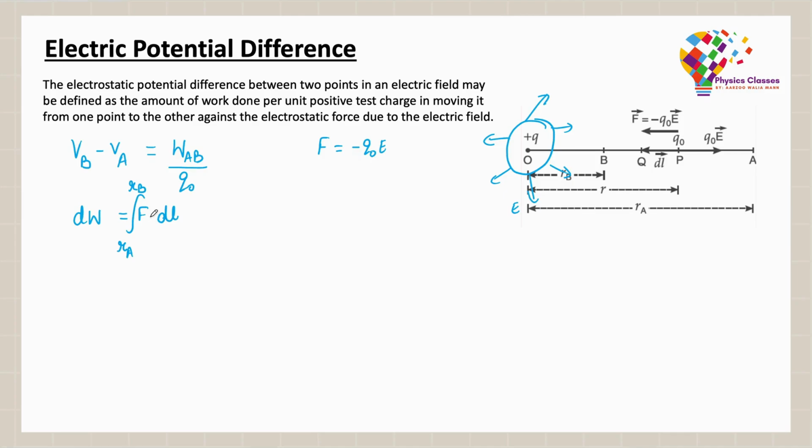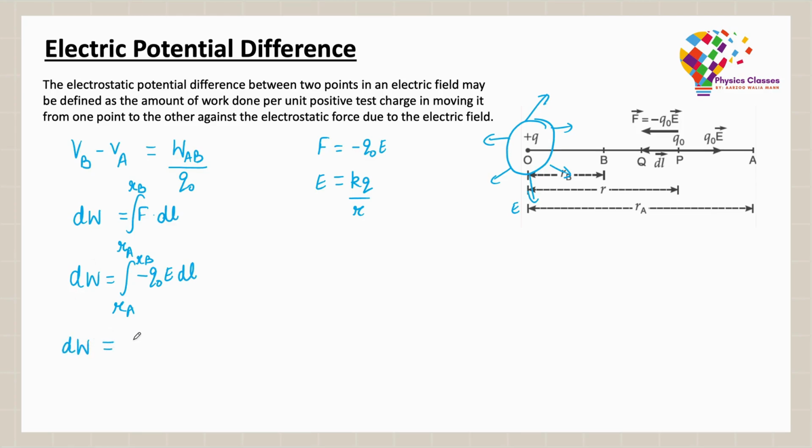Now, over here, I can substitute this value of force, that is minus Q naught E. So my dW would simply be equal to negative Q naught E dl, and I have to still integrate this expression from RA to RB. Now, further, I also know that the electric field at point P would simply be equal to KQ by R square, then instead of dl, over here the distance is dr, so we will change it into dr.